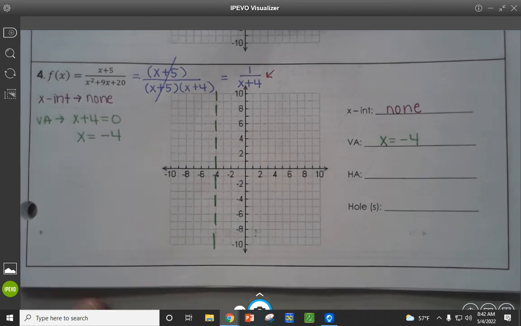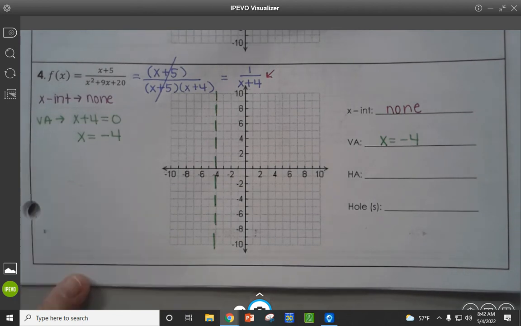So that's a vertical line. It's an imaginary line. That's why I make it dashed. That goes through -4.